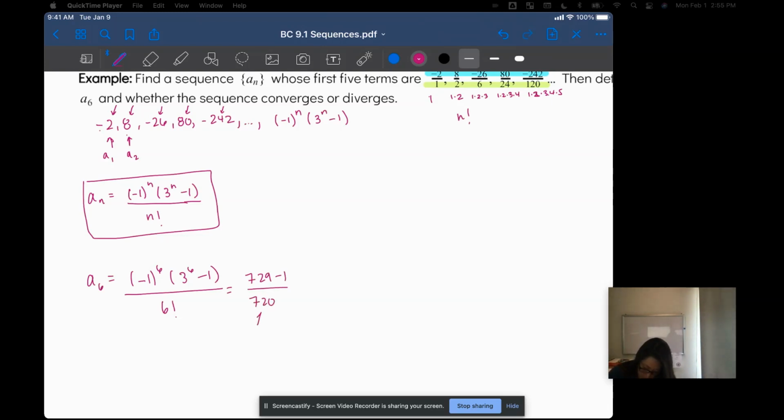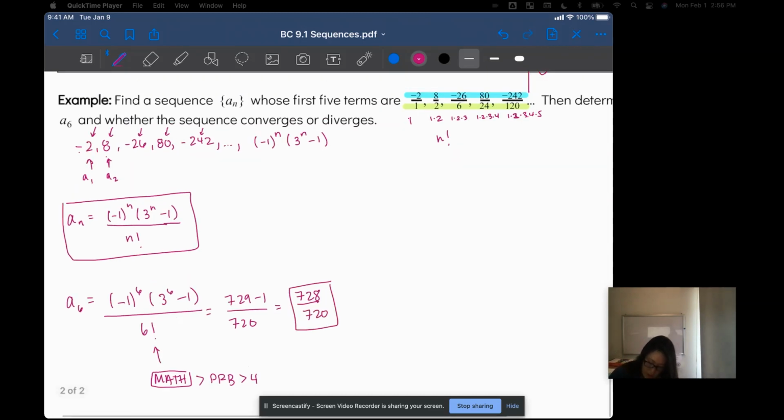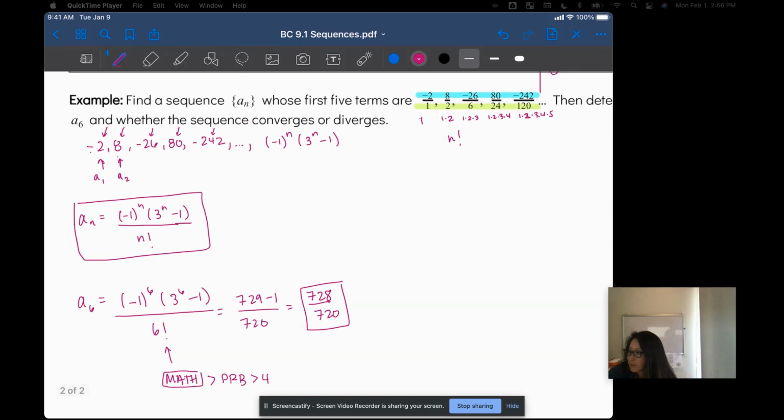Okay, there's a factorial button in your calculator, and it is math. Then you scroll to probability, and then you press number 4 for the factorial. Okay. So the sixth term would be a positive 728 over 720. I'm not going to go ahead and simplify it since none of the rest of these are simplified.